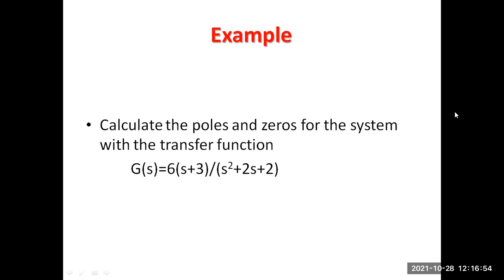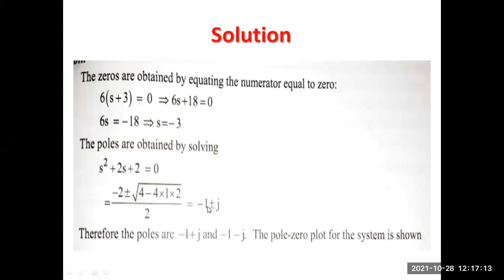Quickly calculate. So zero is -3. Correct. Very good. And what are the poles? Poles are -1 plus minus j. Okay, correct. So -3 and -1 plus minus j. So these are basically the poles and zeros of the system.